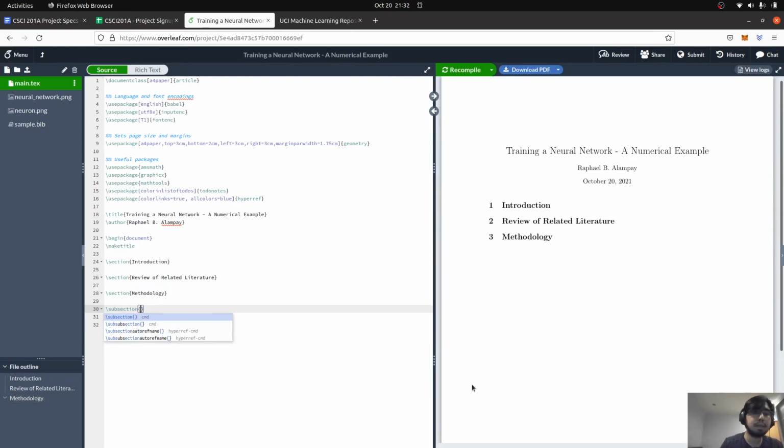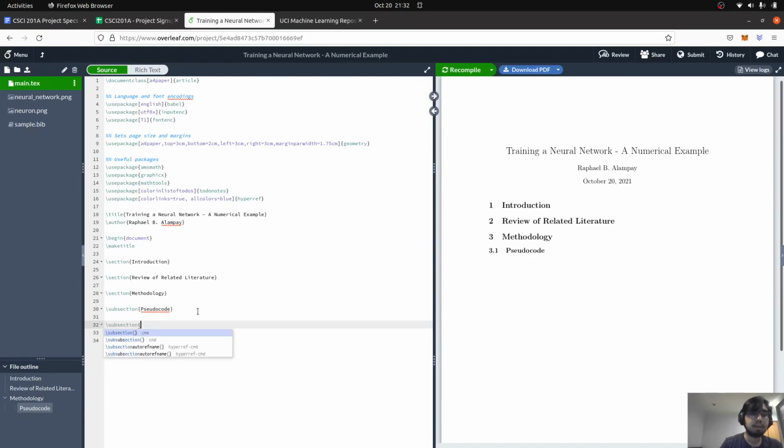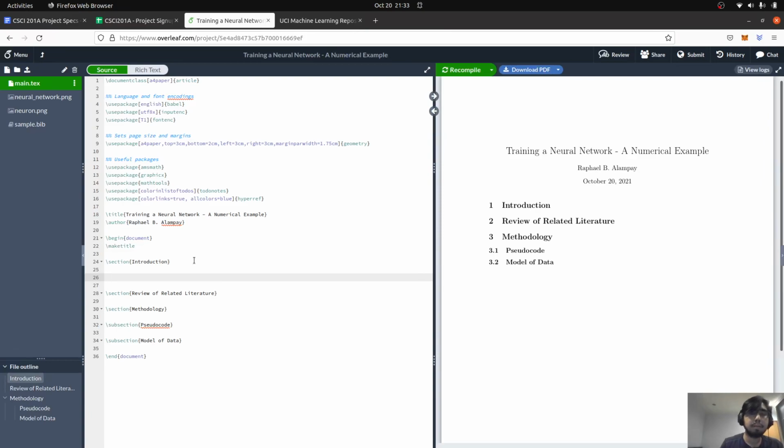Right? So let's say, let's see, pseudocode. Once you save that, you'll see that it will automatically tag it as a subsection. So you can have a pseudocode here, and then probably model of data, etc. And it will proceed to put out the different sections. So you could start working with that, and then anything here would be a paragraph. Okay, so let's look at the full example again.